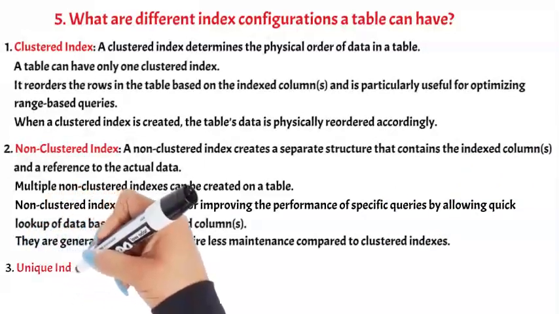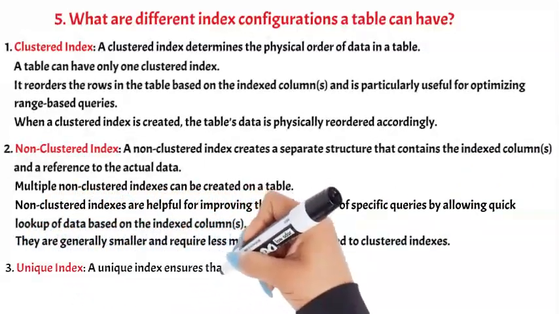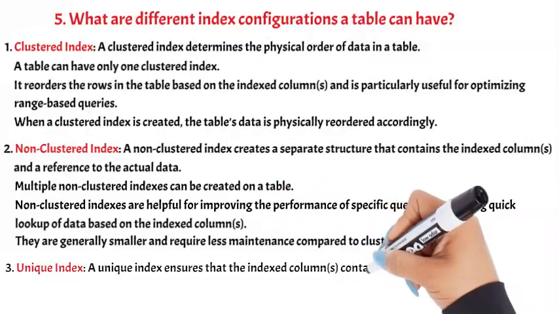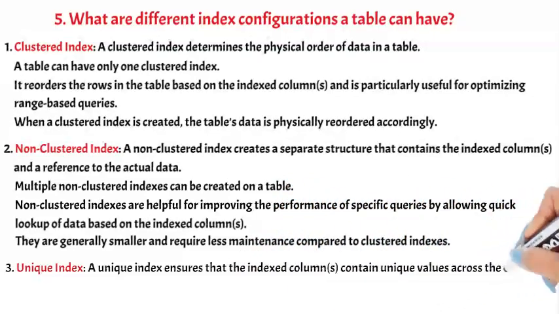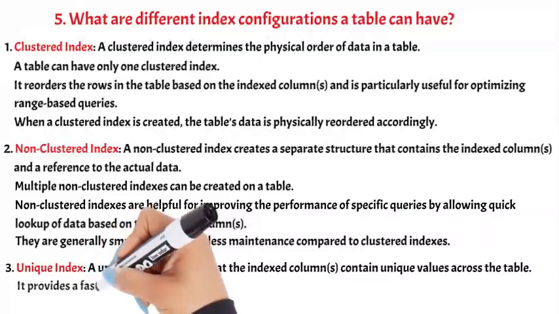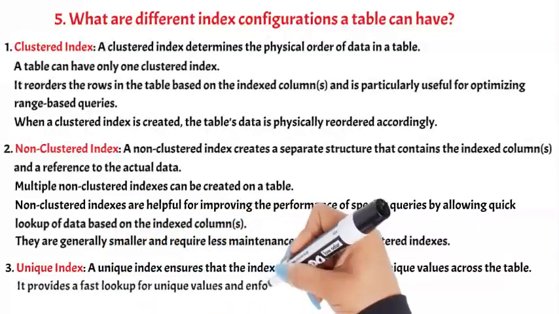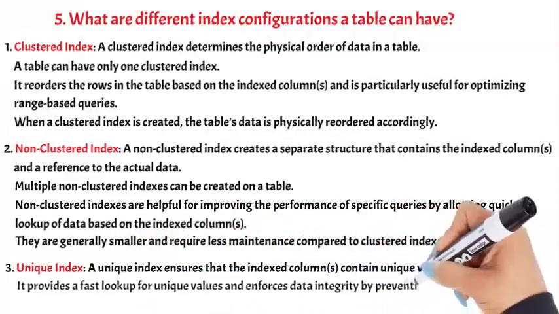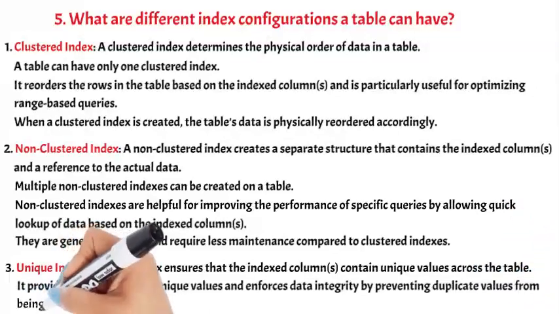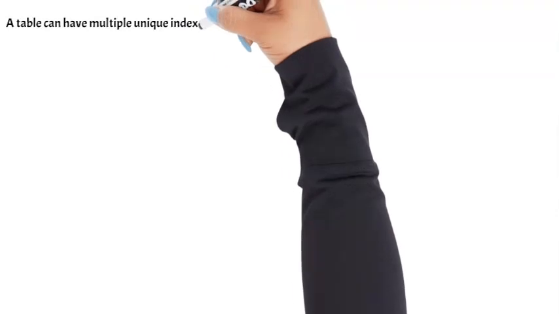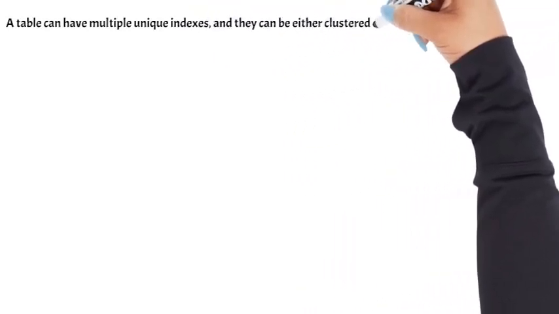3. Unique index. A unique index ensures that the indexed columns contain unique values across the table. It provides a fast lookup for unique values and enforces data integrity by preventing duplicate values from being inserted or updated. A table can have multiple unique indexes, and they can be either clustered or non-clustered.